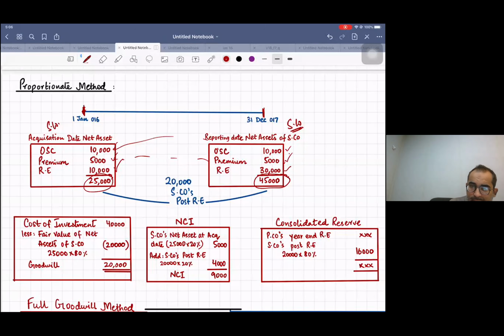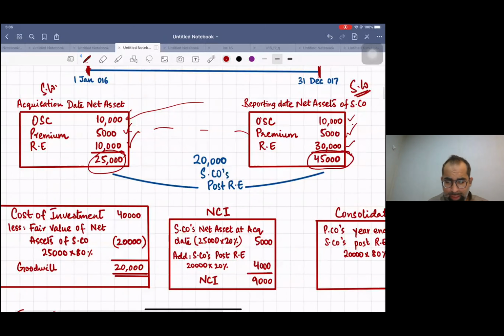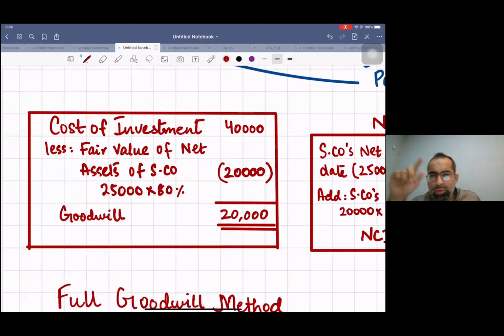See, look at the screen. Look, I've just enlarged it. Cost of investment means whatever price the parent company has paid. Cost of investment less fair value of net assets of S company. Now the question is, which date do we compute goodwill?